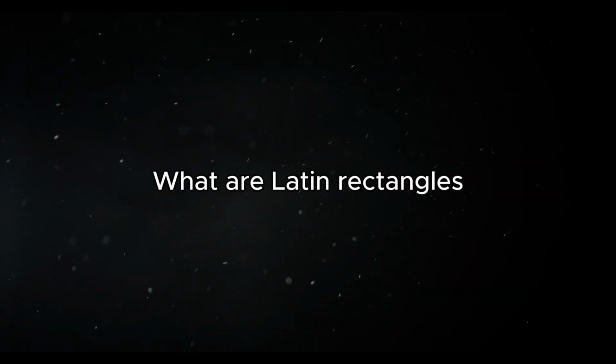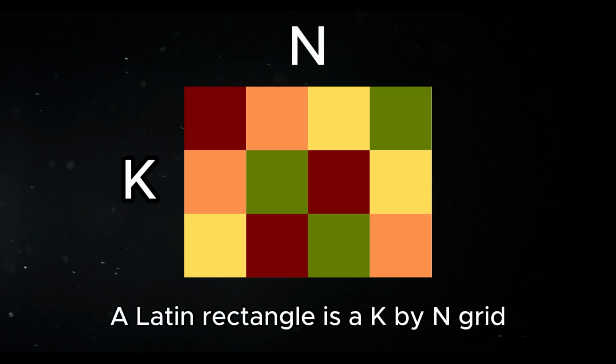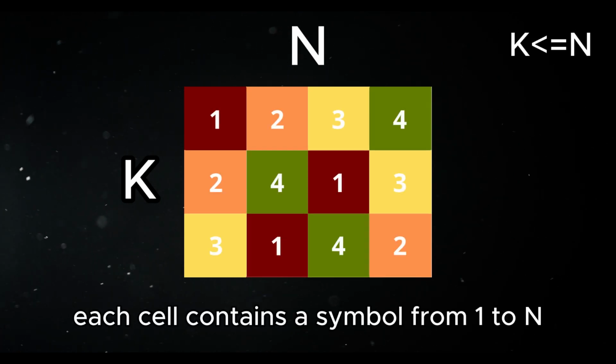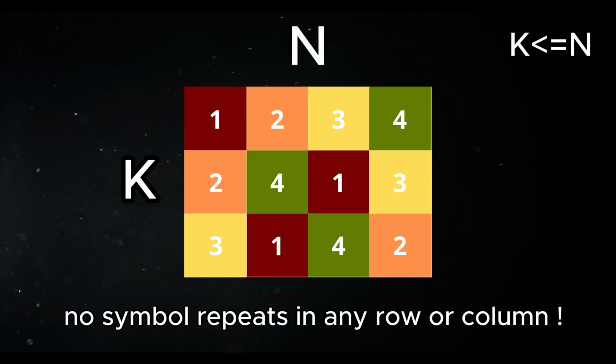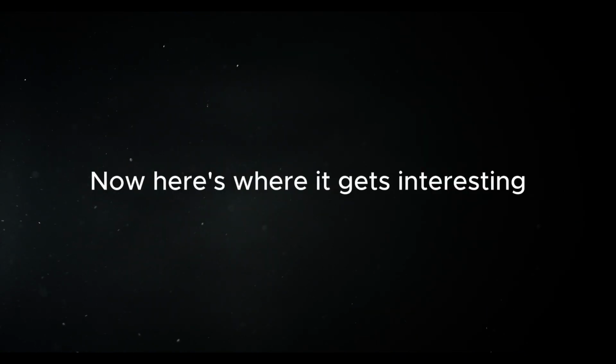What are Latin rectangles? First, the basics. A Latin rectangle is a k by n grid, where k is less than or equal to n. Each cell contains a symbol from 1 to n, and here's the rule. No symbol repeats in any row or column. Think Sudoku, but rectangular. Now here's where it gets interesting.